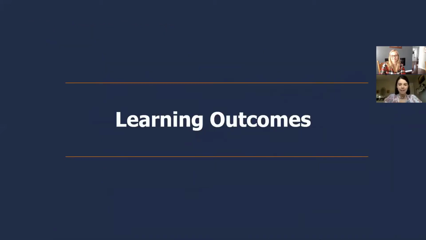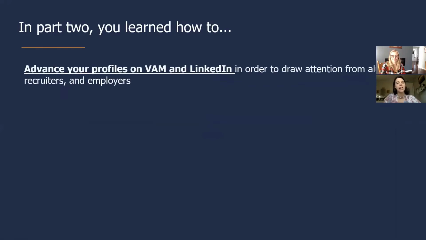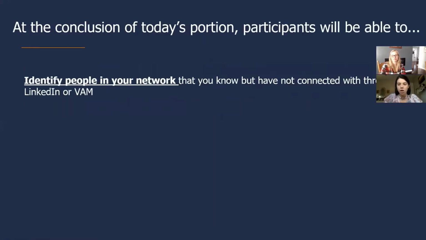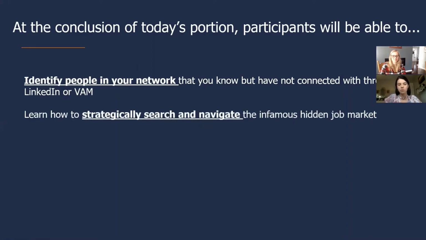So looking back at the past couple days, in part 2, you learned how to advance your profiles on VAM and LinkedIn. We did this so that your profiles would stand out and draw attention from a variety of different people. We also learned strategic ways to differentiate your profile from your peers. Today, we're hoping that by the conclusion, you will know how to identify people in your network that maybe you know, but you haven't connected with through LinkedIn or VAM. We're also going to show y'all how to strategically search and navigate the infamous hidden job market. So it's really exciting, and we look forward to going through all this with you today.